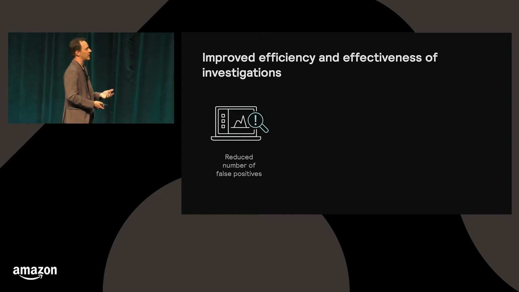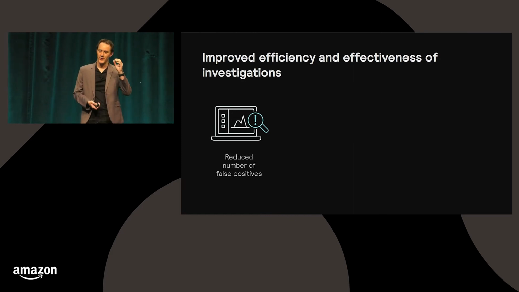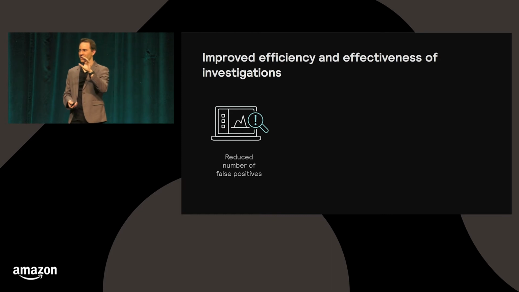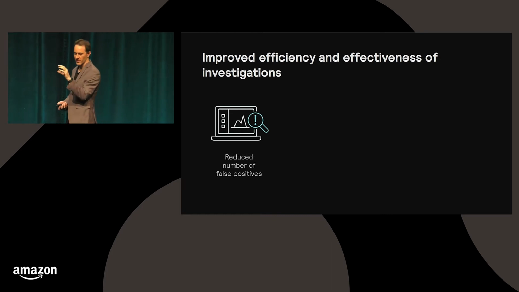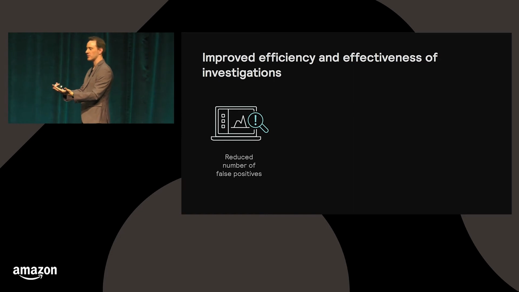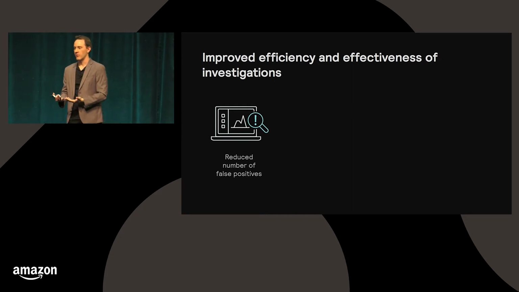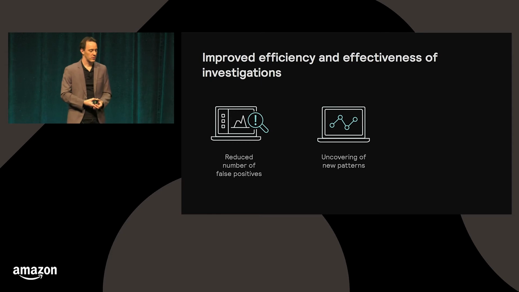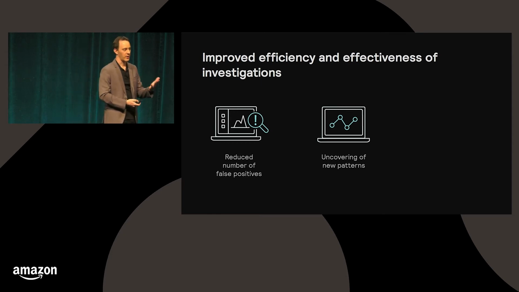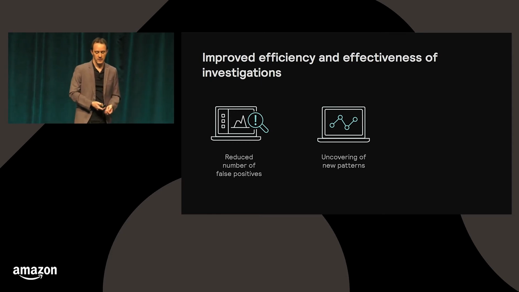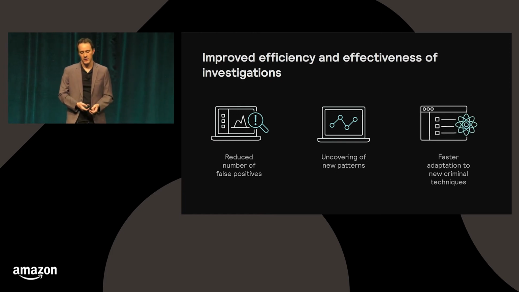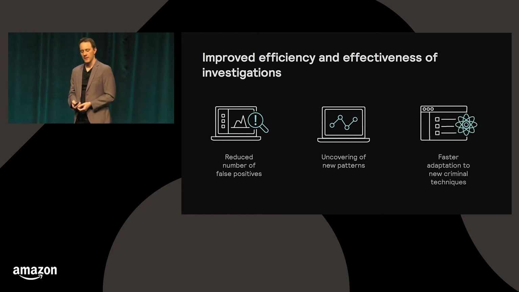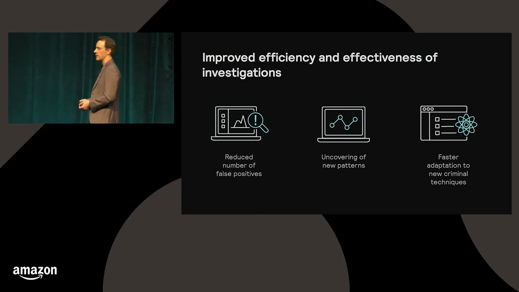You can improve efficiency and effectiveness of the investigation by reducing the number of false positives. Remember, just by adding a supervised learning trained algorithm as a level 1 reviewer, I could help the internal investigation team to work on a smaller number of alerts and prioritize alerts. We could uncover new patterns by applying anomaly detection. It could provide faster adaptation to new criminal techniques.